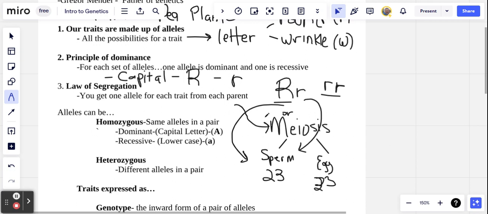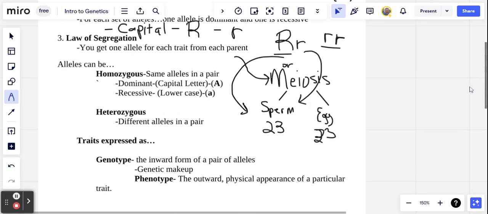And then it's important to understand also that alleles can be several different things. They can be homozygous, which means you have the same alleles in a pair. This is just vocabulary, because you're going to see these terms: homozygous, heterozygous. Homozygous means you have the same alleles, and they can be capital letters or lowercase. So if you have homozygous capital A, that means it's homozygous.